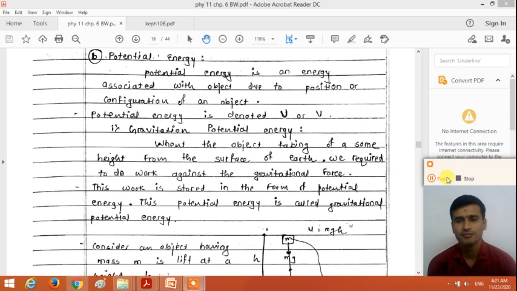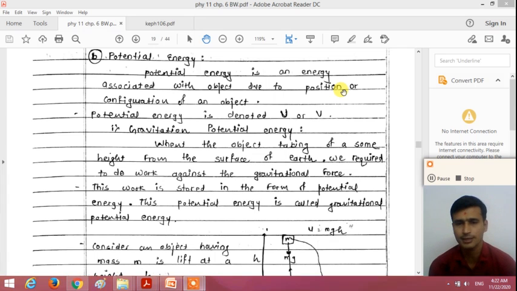Now dear student, we will discuss another type of energy, potential energy. Kinetic energy is energy due to the virtue of its motion. Another energy, potential energy, is an energy associated with the object due to the position or the configuration of the object. So the energy associated with the object due to its position is called potential energy. There are two types of potential energy: gravitational potential energy and elastic potential energy.